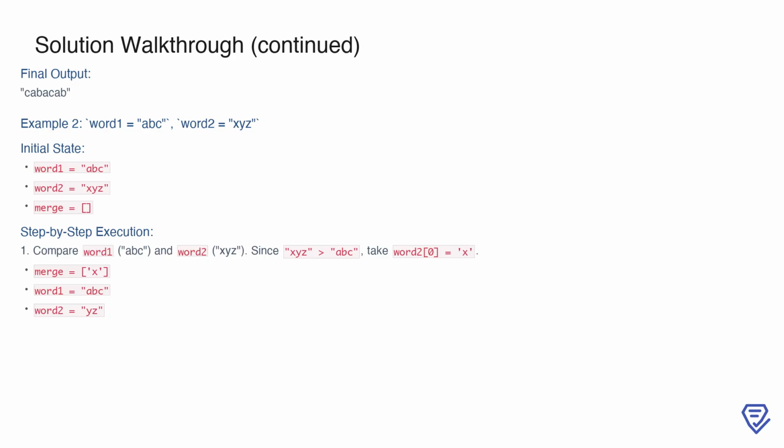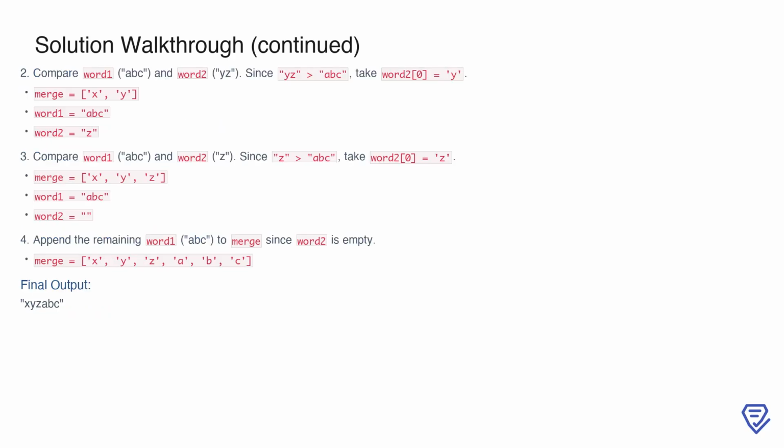Now, let's consider a second example where word 1 is ABC and word 2 is XYZ. Starting with merge as an empty list, we first compare word 1, ABC, and word 2, XYZ. Since XYZ is lexicographically greater, we take the first character of word 2, which is X, and add it to merge. This updates merge to X, and word 2 is reduced to YZ. With merge now containing X, we continue comparing the strings. Word 1 remains ABC, while word 2 is YZ.